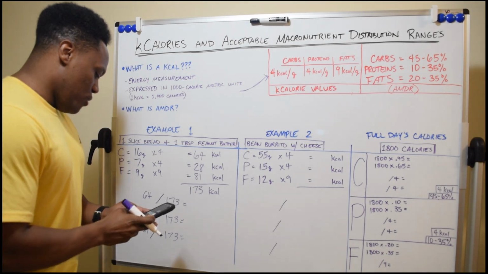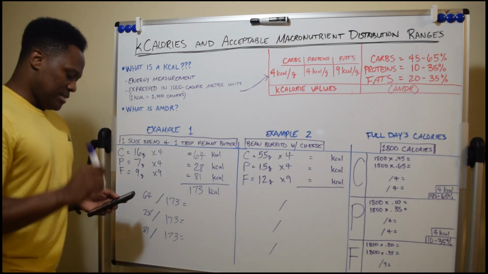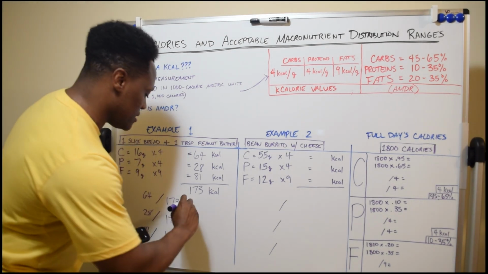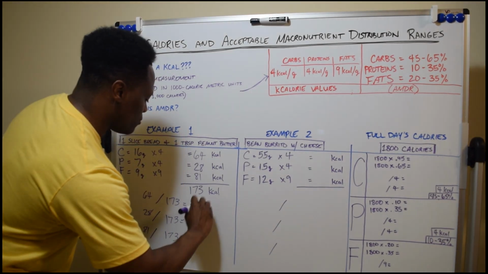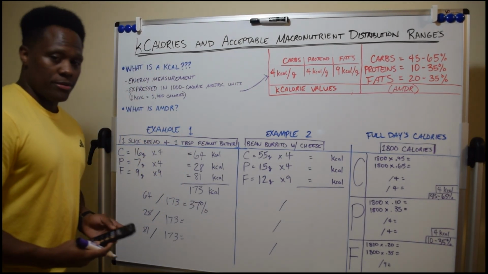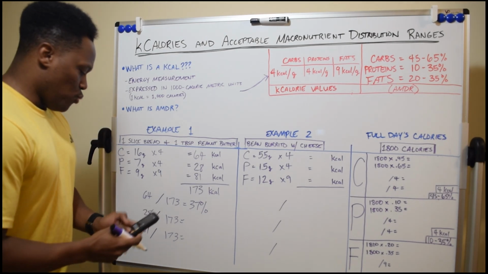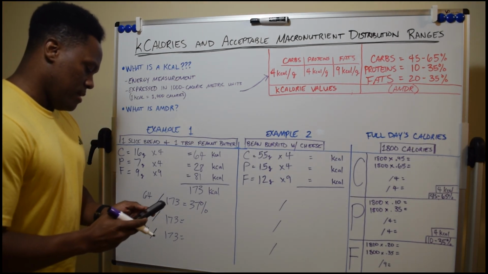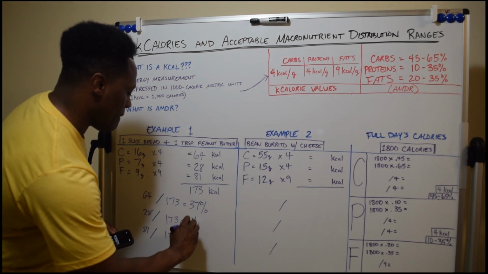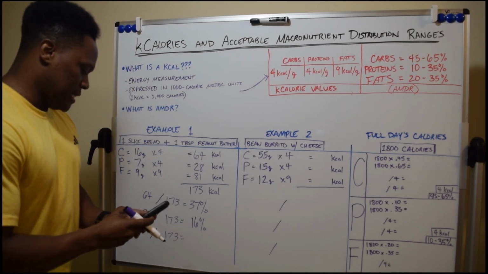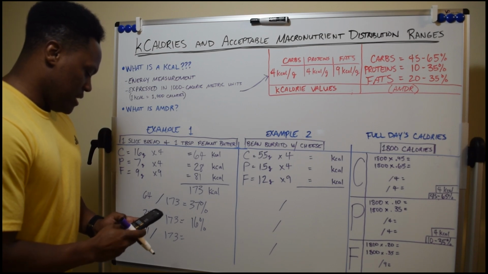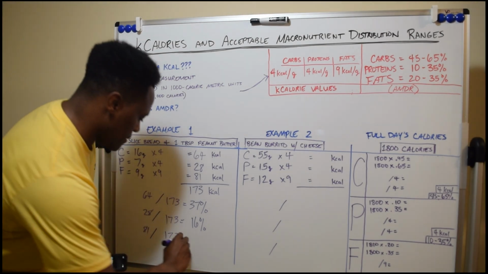So 64 divided by 173, that's going to give us 0.3699, rounded up, it's going to be 37%. Okay, because we're going to write this out in percentage terms. Now, the next is 28 divided by 173, and we are looking at 16%. Then last but not least, we have 81 divided by 173, and that's going to give us 47%.